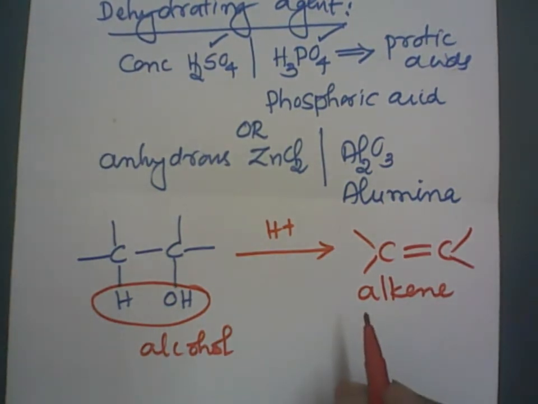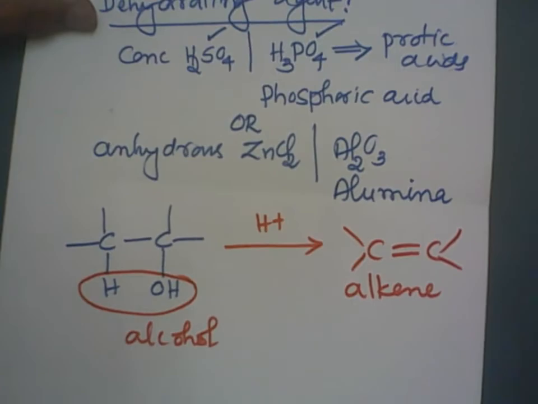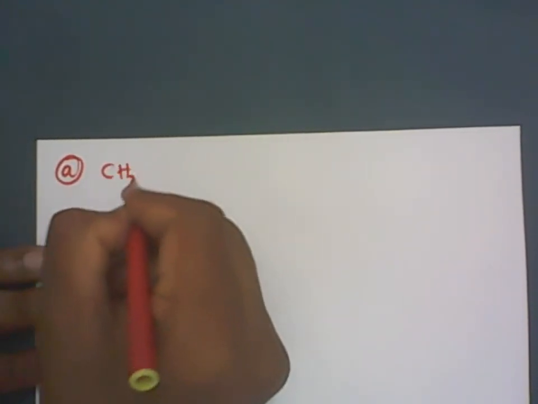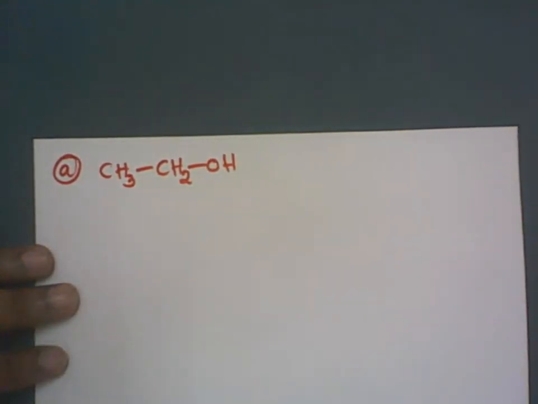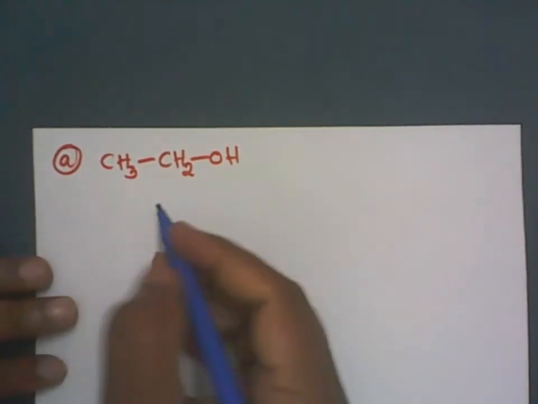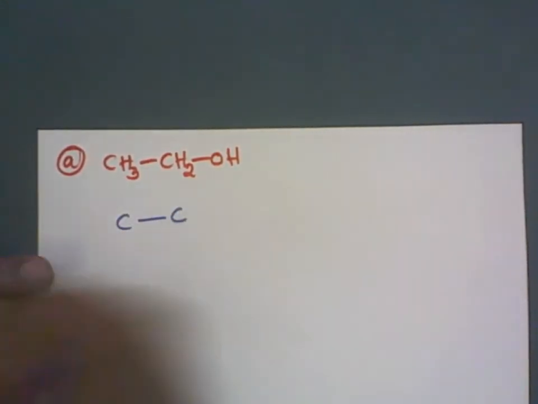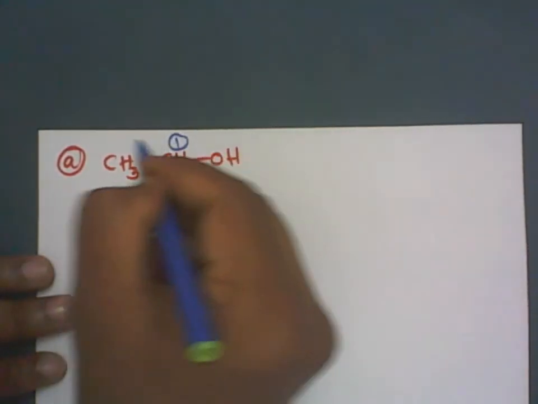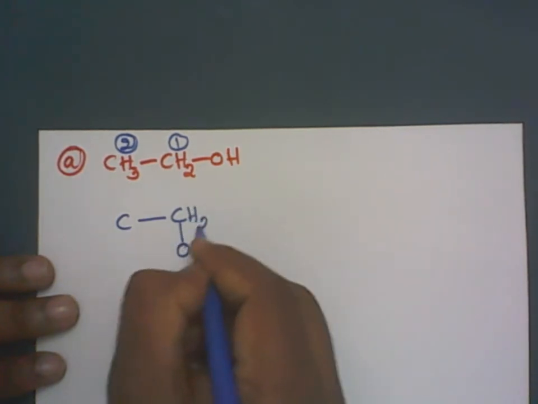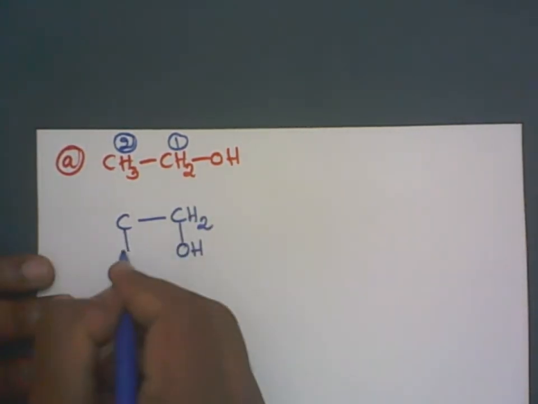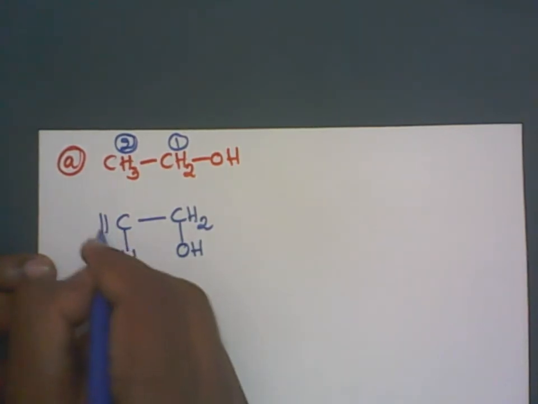Clear? Now let me take some specific examples. So first one I'm going to take up is ethyl alcohol. What is the formula of ethyl alcohol? CH3CH2OH, ethyl alcohol, right? Now ethyl alcohol I can write with a carbon-carbon single bond. This is carbon number 1, this is carbon number 2. On carbon number 1, I'll write OH separately and CH2 as the remaining part. Here, I'll write hydrogen separately on the second carbon, with CH2 remaining.